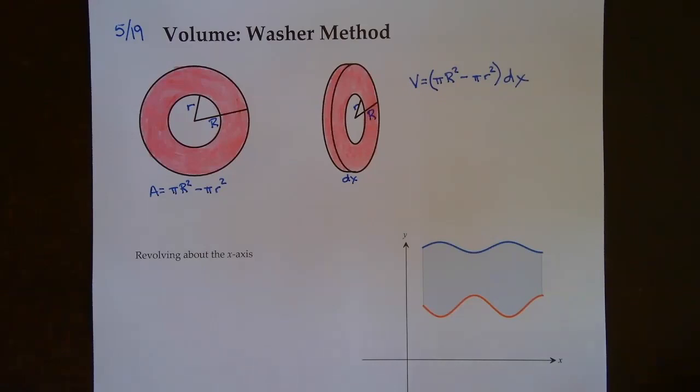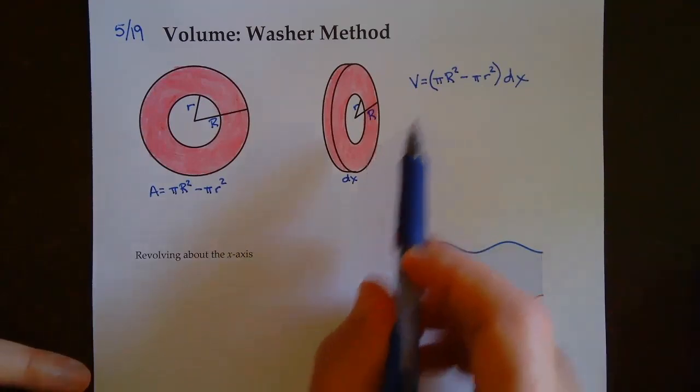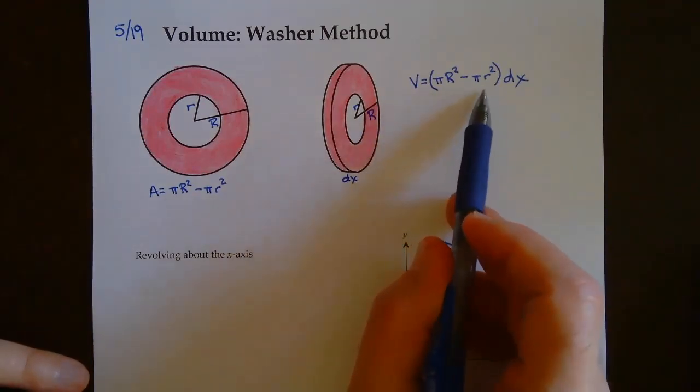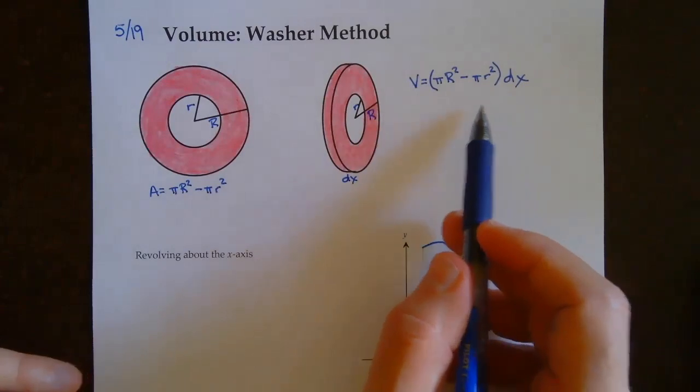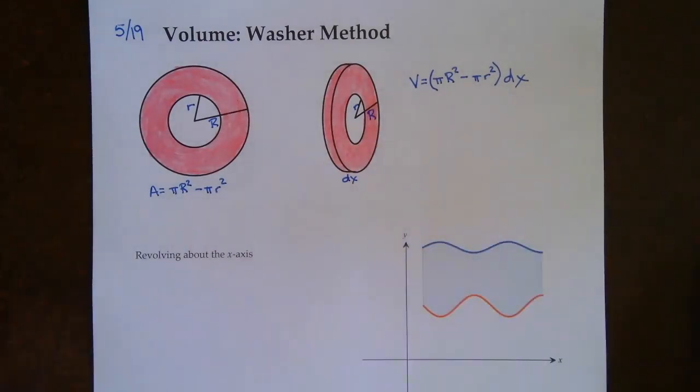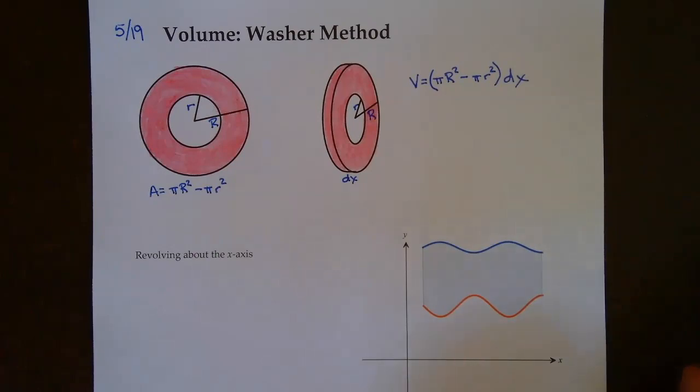All right, so let's talk a little more about how we're going to set up our integral. We're going to integrate this, and what it's going to do is sum them all up, like in area, where it adds up all the rectangles. Here, if we integrate, it's going to add up all the washers. All right, so let's talk about that.